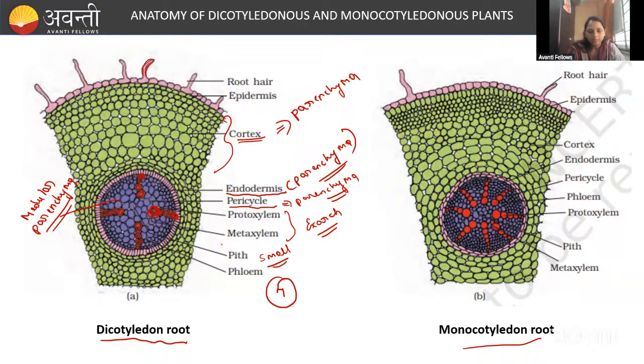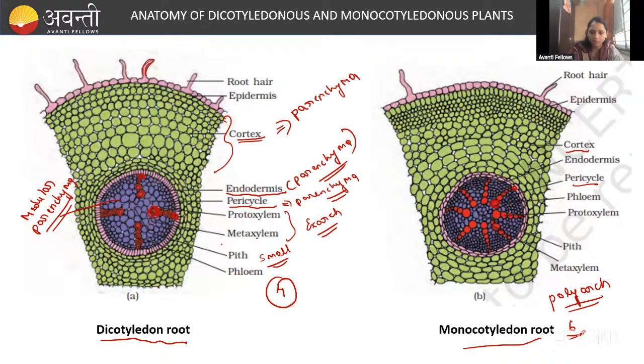On the outer side you can see the epidermis and cortex made up of parenchyma only, and the endodermis, the pericycle and the vascular bundles are there. Protoxylem is outside and metaxylem is inside. It is called exarch. In monocotyledons also the root has the exarch condition only. But the only different thing is that here you can see polyarch. What do you mean by polyarch, guys? Here more than six vascular bundles are there.